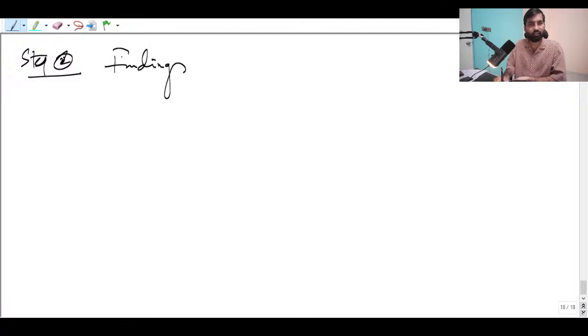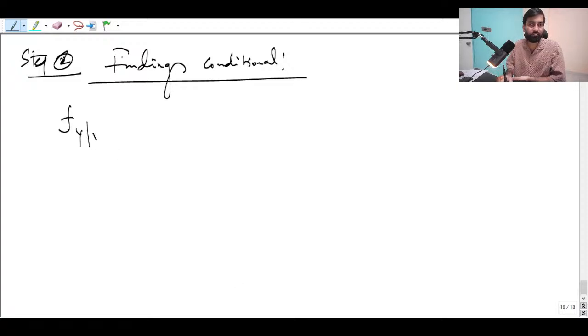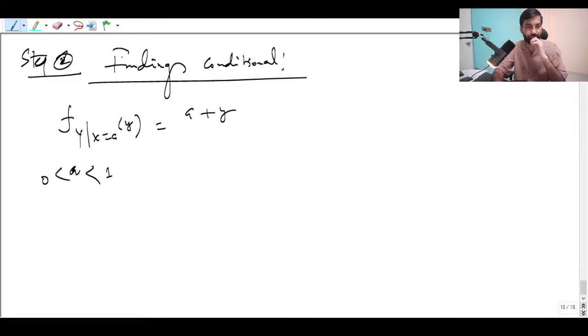Finding conditional, right? So if you want to find conditional, guys, suppose you want to find it given x equal to a, where a can take the value between what? If x is equal to a, it means x can take the value between 0 to 1, because x can range from 0 to 1, so a can also range from 0 to 1. Now we have fixed x, so that is a plus y, understand?